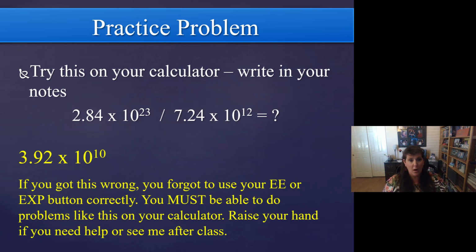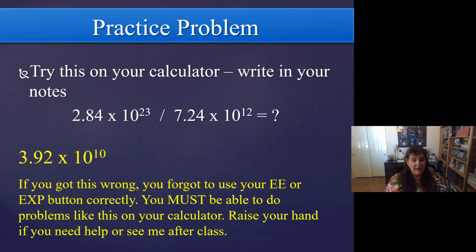If you got this wrong, then you didn't use your EE or EXP button correctly. You probably typed in times 10. Don't type in times 10. This is a must. You have to be able to divide scientific notation numbers like this on your calculator.